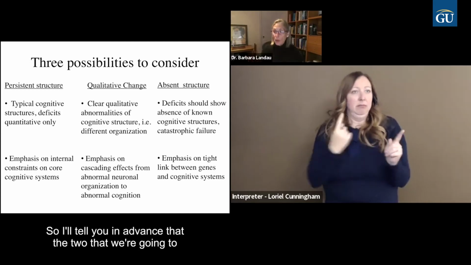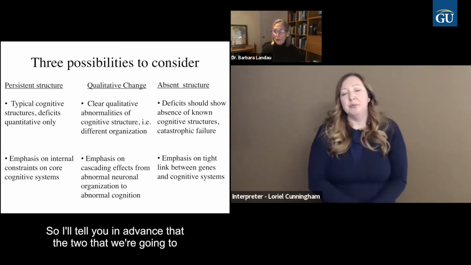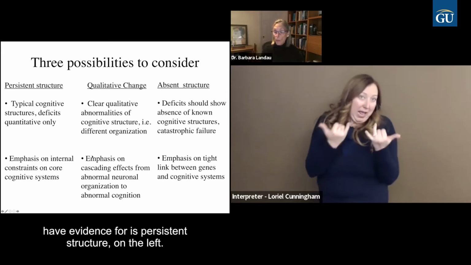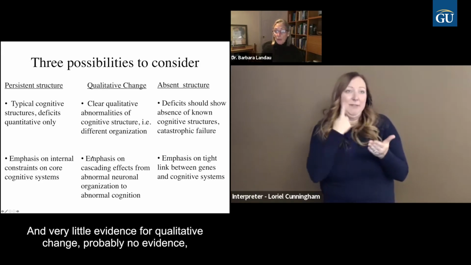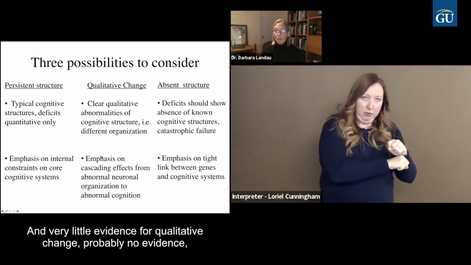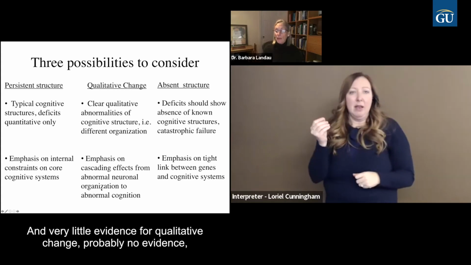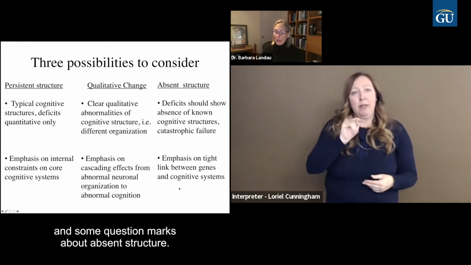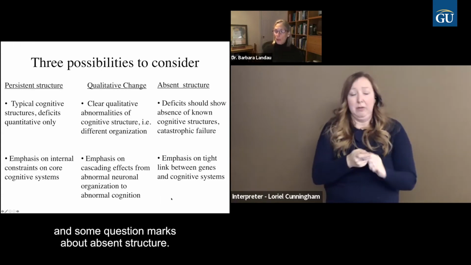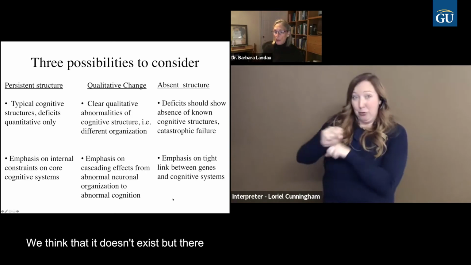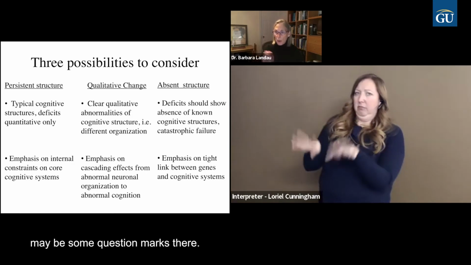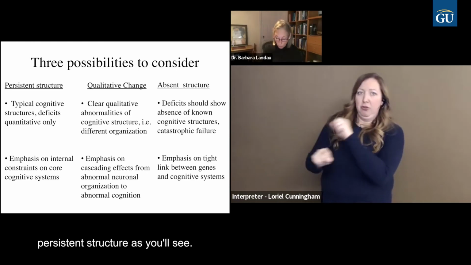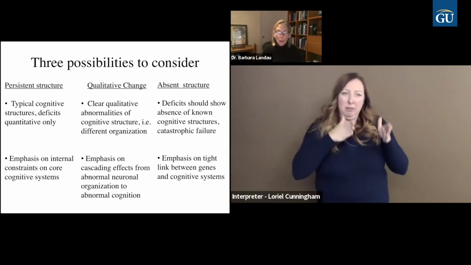So I'll tell you in advance that the one that we're going to have evidence for is persistent structure on the left, and very little evidence for qualitative change, probably no evidence, and some question marks about absent structure. We think that it doesn't exist, but there may be some question marks there. So mostly I'm going to be emphasizing persistent structure, as you'll see. Okay.